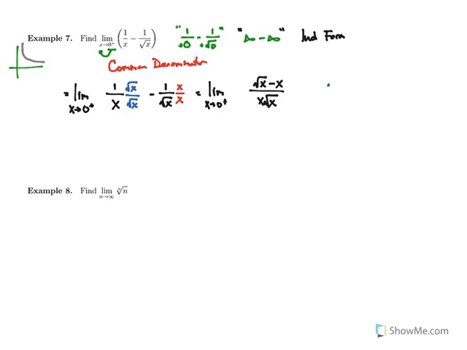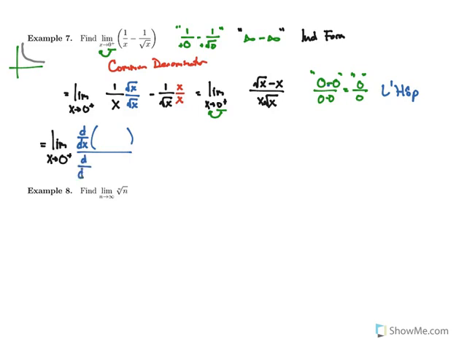And now let's see what happens when I plug in 0. Here I get 0 minus 0 over 0 times 0. That's just 0 over 0. Indeterminate, but I can use L'Hopital's rule now. So this is going to be equal to the limit as x approaches 0 from the positive direction of the derivative of the top over the derivative of the bottom. Top is root x minus x. The bottom is x root x.